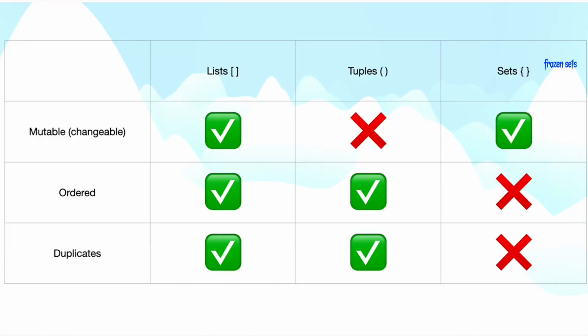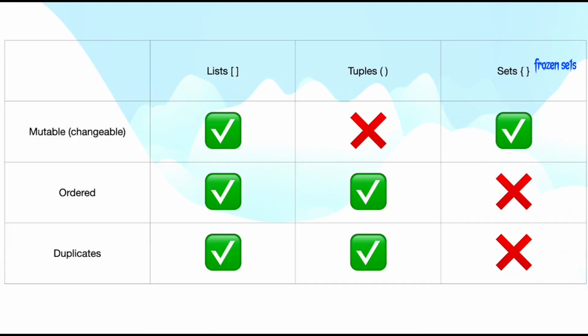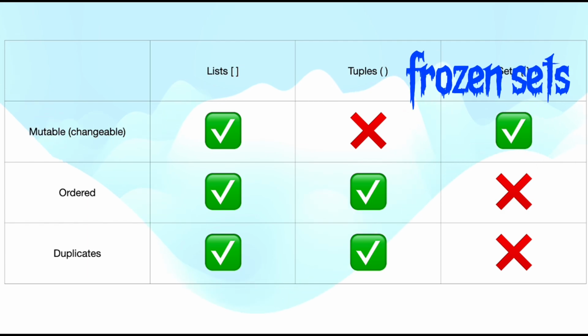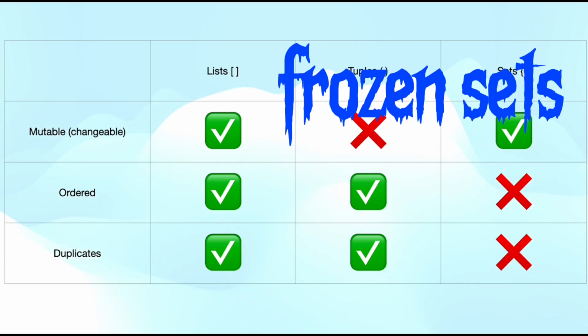Shown is a grid of all the data types and the attributes. Wait, hold on. What the hell is that?